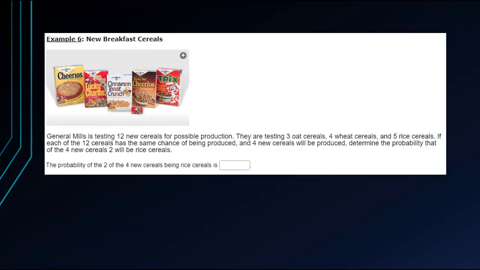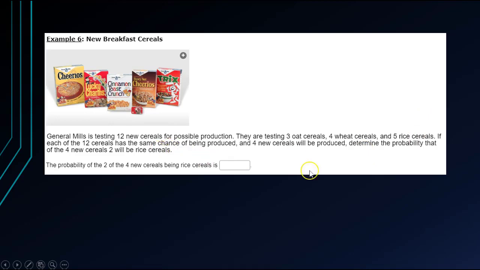And for example 6, General Mills is testing 12 new cereals for possible production. They are testing 3 oat cereals, 4 wheat cereals, and 5 rice cereals. If each of the 12 cereals has the same chance of being produced, and 4 cereals will be produced, determine the probability that of the 4 new cereals, 2 will be rice cereals. So that basically means that 2 will be rice and 2 won't be rice.